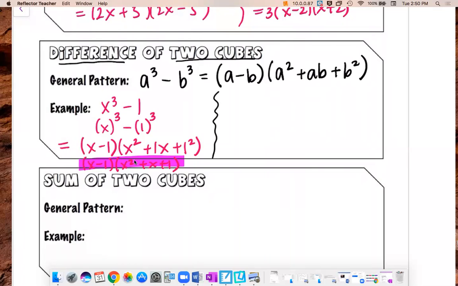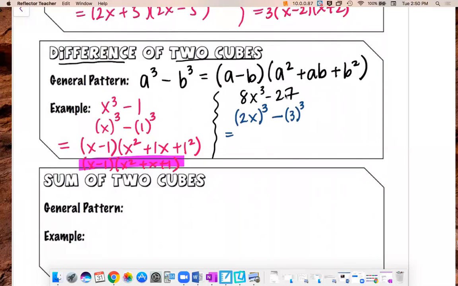Let's do 8x cubed minus 27. So the first thing you have to do is figure out what your a and your b are. I know that 2 cubed is 8, so I can write this first one as 2x cubed, because if I multiply 2x out 3 times, I get 8x cubed back. And then I know that 3 cubed is 27, so I'm going to write this as 3 cubed.